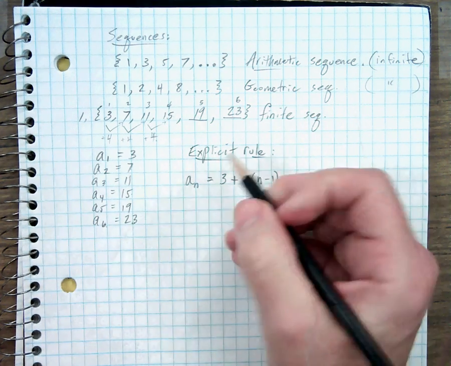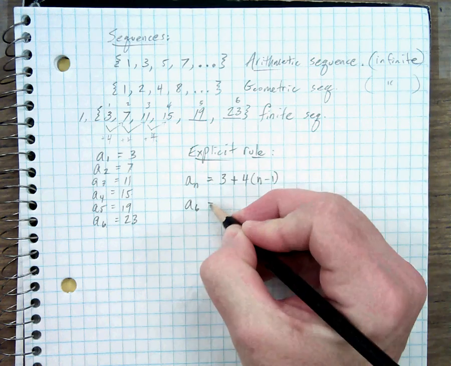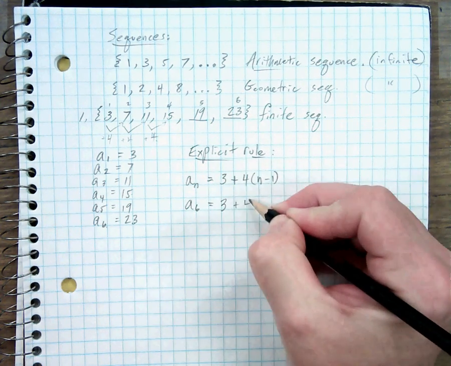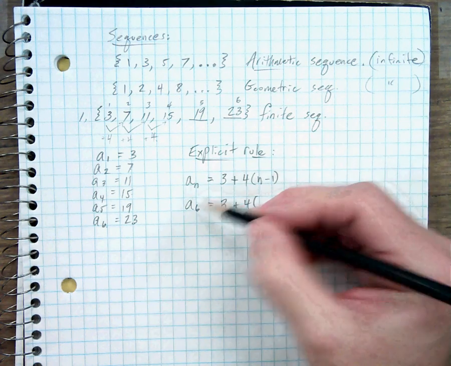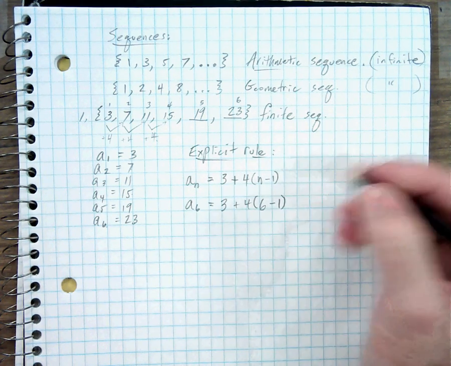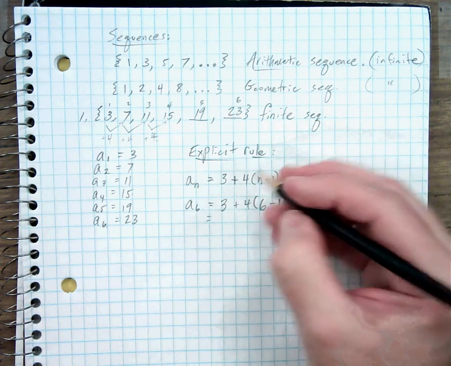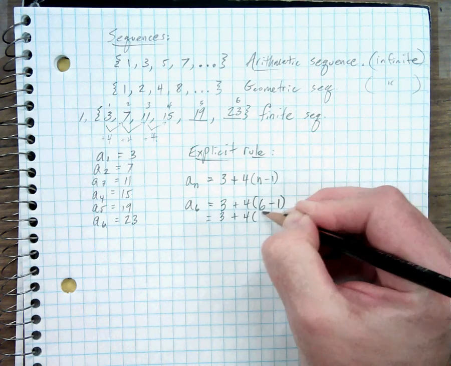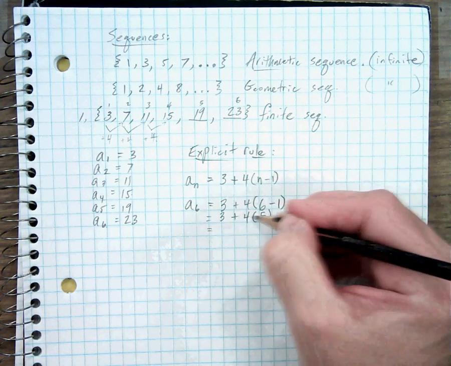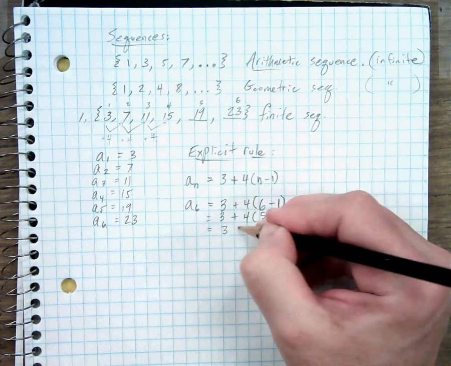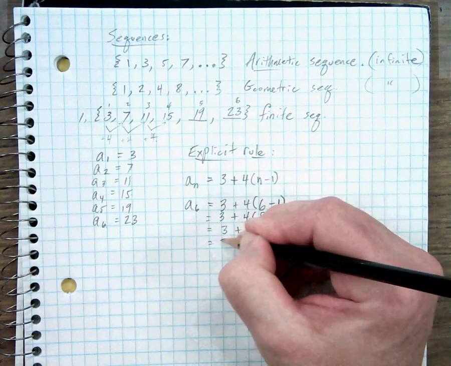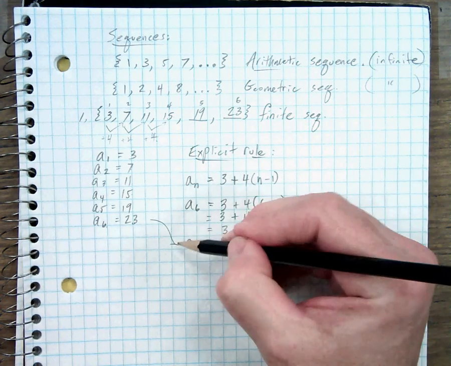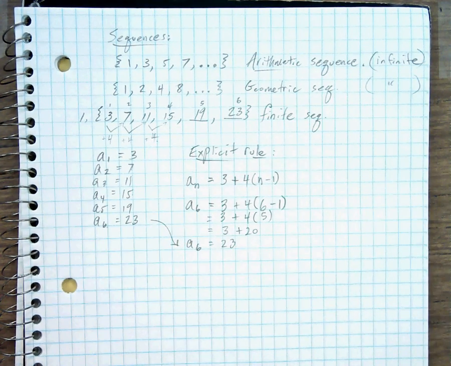So let's see if this works. Let's say I want a sub 6. Well, according to the rule, it's 3 plus 4 times n minus 1, where n is 6. All right, let's just work this out. Order of operations says I have to do what's in the parentheses, so 6 minus 1 is 5. Then I have to do the multiplication, so that's 3 plus 20, so that's 23. And that works out, doesn't it? So that's called the explicit rule.